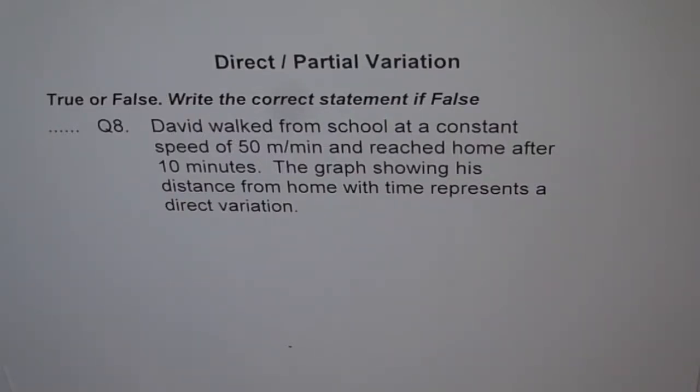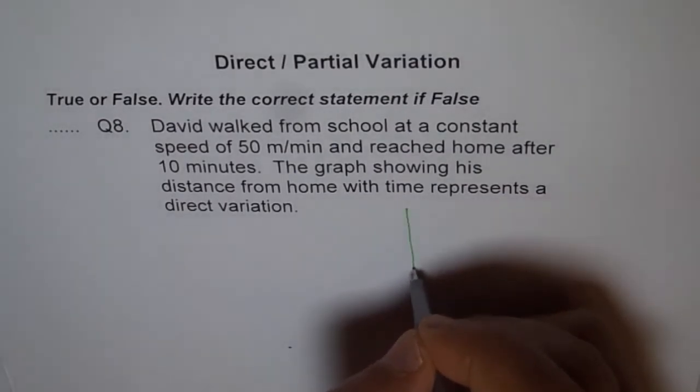Direct or partial variation, true or false? Write the correct statement if false. Question 8. David walked from school at a constant speed of 50 meters per minute and reached home after 10 minutes. The graph showing his distance from home with time represents a direct variation. True or false? This is tricky. This is a very tricky question, okay?